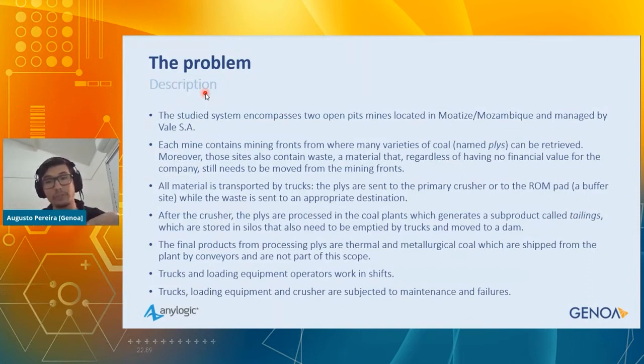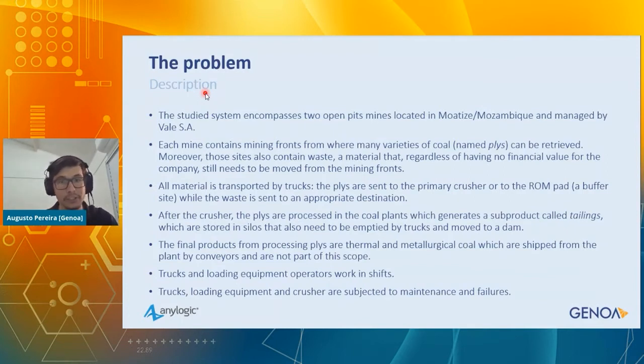The coal can be moved to the crusher or to the ROM pad. The ROM pad is a buffer that is located right next to the crusher. And there is another material that can be moved from the mining fronts, that is the waste. And the waste is also moved by trucks to a proper location. It's like a deposit of waste.